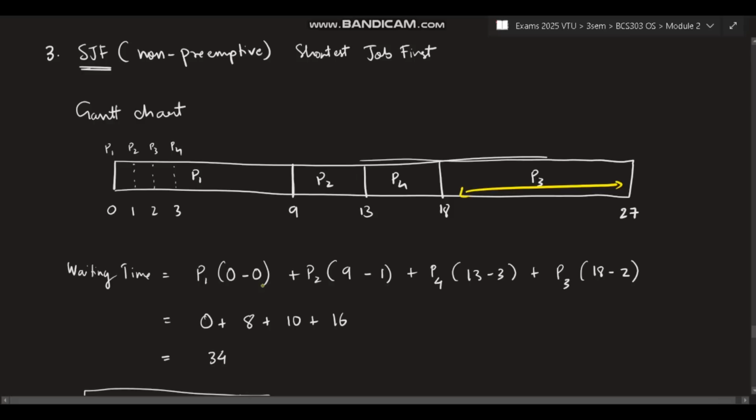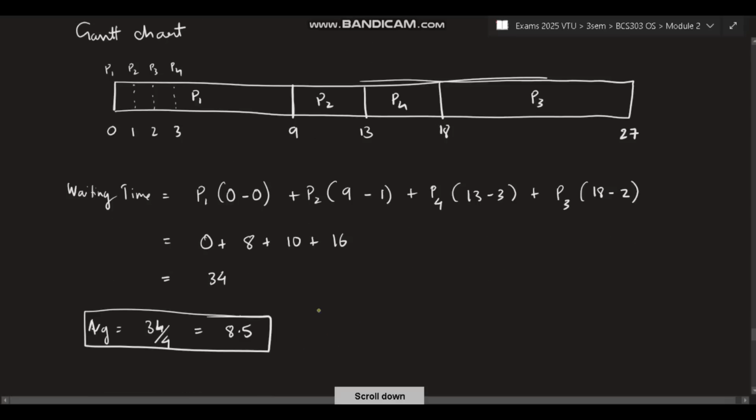Waiting time is when it started executing minus when it came. It started executing at 0, it had come also at 0, so waiting time is 0 for P1. P2 started at 9 and it had come at 1, so it will be 8. P4 started at 13, it had come at 3, so it will be 10. P3 started at 18 and it had come at 2, so it will be 18 minus 2. What is 18 minus 2? 16. Okay, so 16.